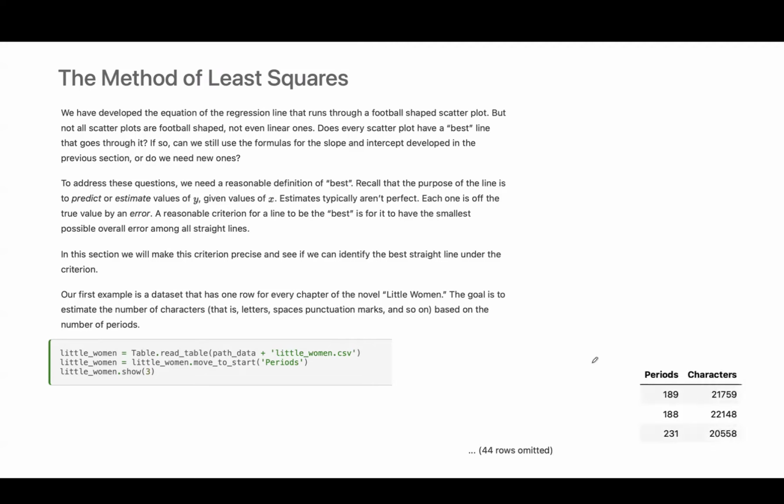So for example, the first column has the number of periods and the second column has the number of characters. 189 periods and you have 21,759 characters. The number of periods is 188. The number of characters is 2248 and so on. But do we see any relationship between X and Y? And if there is a relationship, is this a linear relationship? So this is the type of question that we're interested in answering.